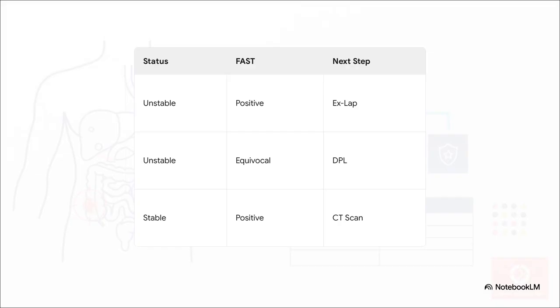The choice architecture here is absolutely rigid. Unstable plus a positive FAST equals an immediate exploratory laparotomy. You completely bypass a diagnostic peritoneal lavage, or DPL, because the FAST has already confirmed the free fluid. Delaying surgical control for more diagnostics when the patient is in this decompensated state, that's a critical error.